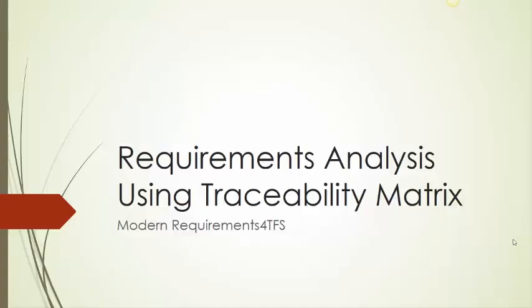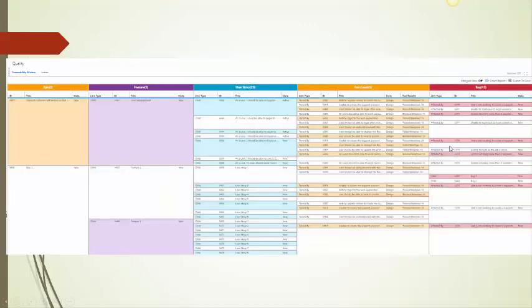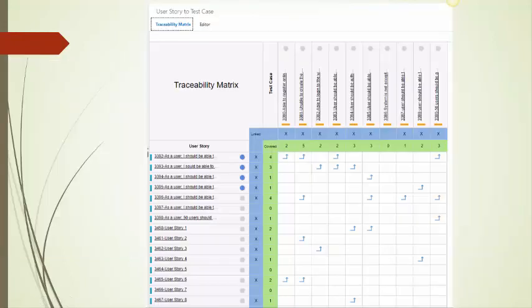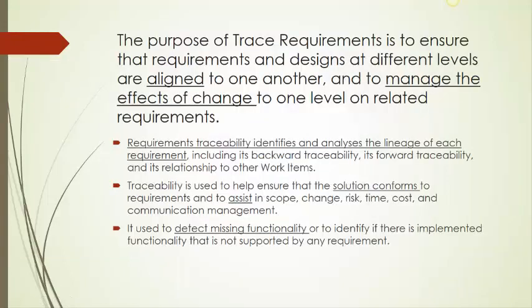Requirements analysis using traceability matrix. In this training module, we will cover working with the horizontal traceability matrix and the intersection matrix. A traceability matrix is used to manage change. This allows you to identify broken links, missing requirements, and to conform the solution to the requirements given for the solution. It can also be used to detect missing requirements.